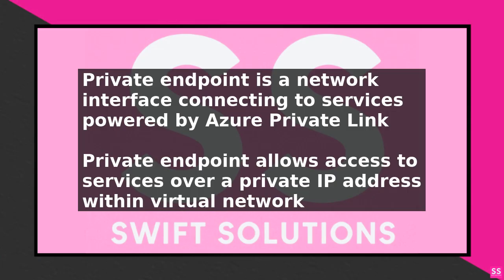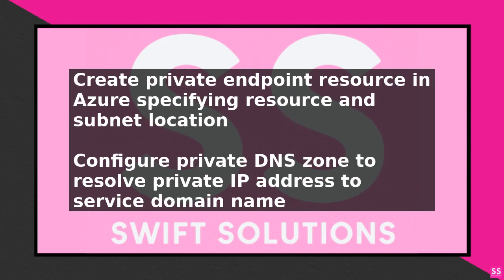First, understand what a private endpoint is. A private endpoint is a network interface that connects you privately and securely to a service. Powered by Azure Private Link, it allows you to access the service over a private IP address within your virtual network. To connect via private endpoint, you need to create a private endpoint resource in Azure. This involves specifying the resource you want to connect to and the subnet where the private endpoint will be located.